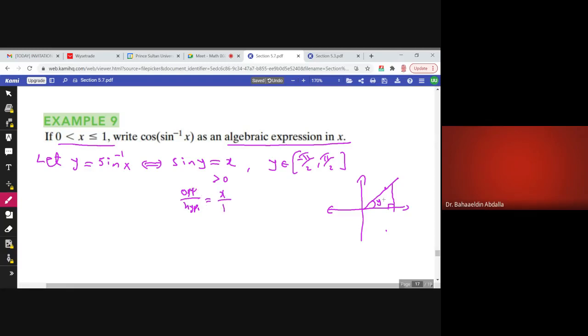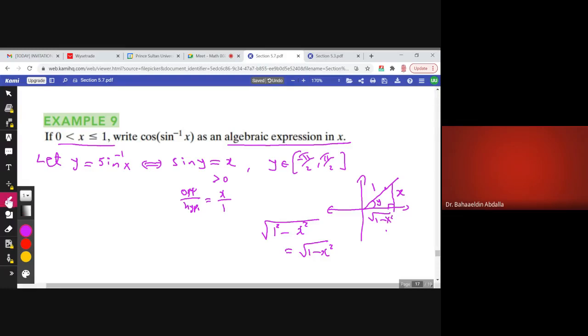All right. Here in this quadrant, everything is positive. So the opposite side of y would be x, and the hypotenuse would be 1. Now, how to find this side? We use the Pythagorean theorem. 1 is the hypotenuse, so 1 squared minus x squared. So the length of this side is the square root of 1 minus x squared.